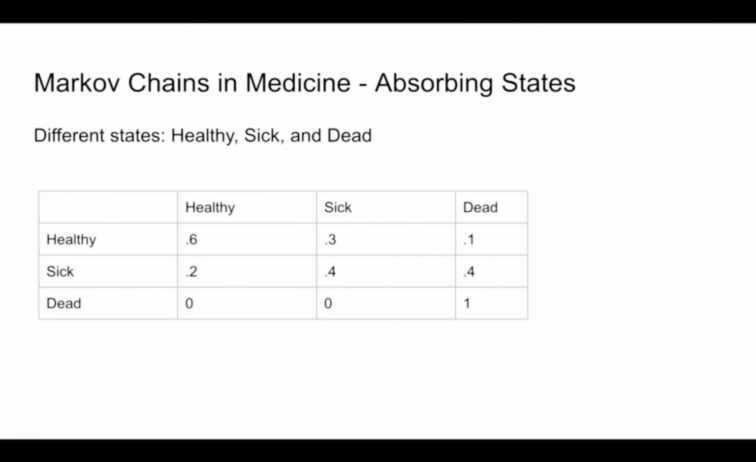Also, 20% of the people who are sick will become healthy. 40% of the people who are sick will stay sick. And 40% of the people who are sick will become dead. All of the people who start dead will stay dead because it's an absorbing state. In medical Markov chains, dead is an absorbing state, which means once entered, the probability of leaving the state is 0. Since all the other states have a percentage going to the dead state, eventually everything will end up there.